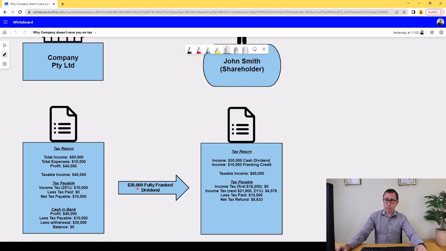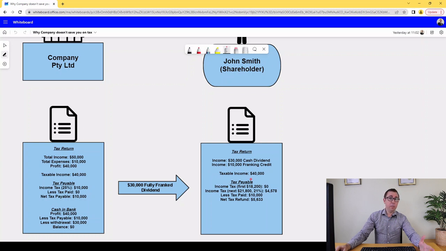With this $30,000, this will go in as income into the shareholder's return. So you can see over here, we've got cash dividend of $30,000. The tax that was paid by the company is called a franking credit. So this is also income. Then we have the taxable income for the shareholder, $40,000. So you can see that the taxable income is actually the same.